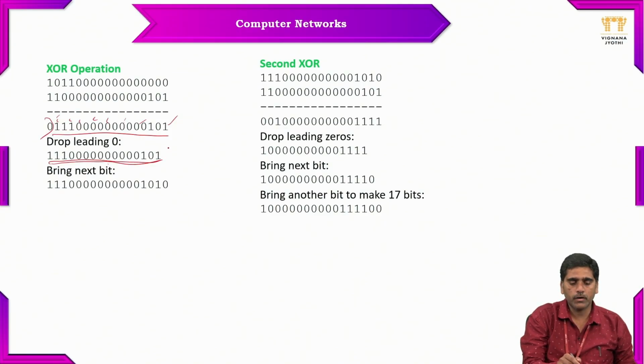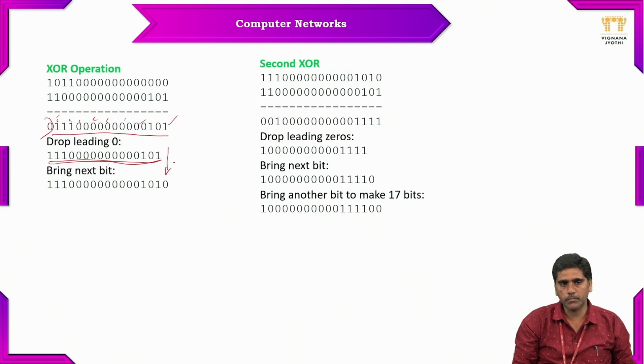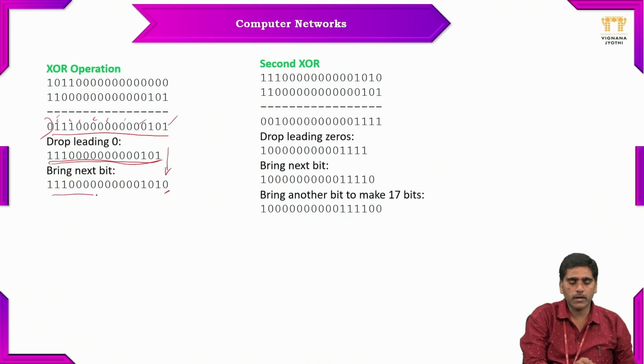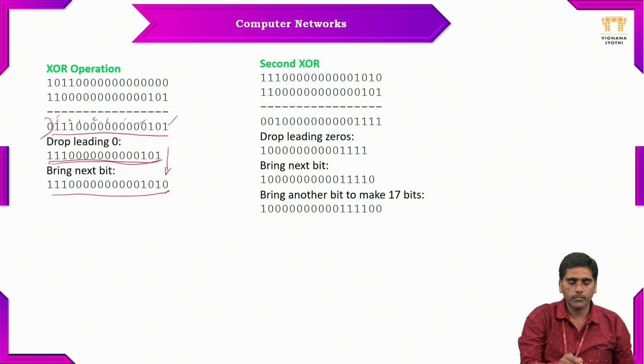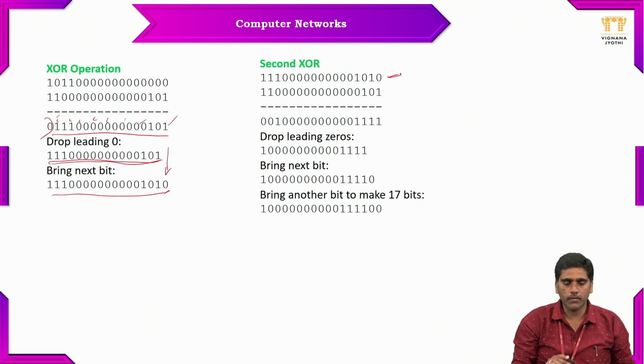Now we bring one more bit, the next bit, to this sequence. So that 0 will be added to the entire bit sequence. Now this entire sequence starts with 1, so we perform the XOR operation one more time. This 1100 is the divisor, the second time, after removing the leading zero and bringing the next bit into the sequence. Then perform the operation with the divisor. The divisor is this one and the dividend is this one. Performing the same operation.